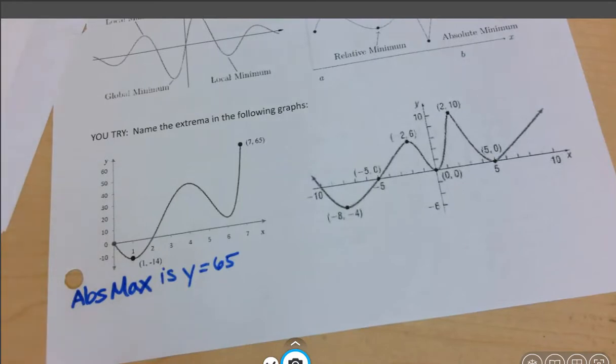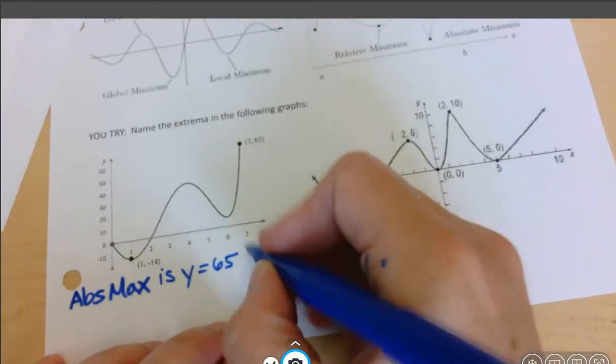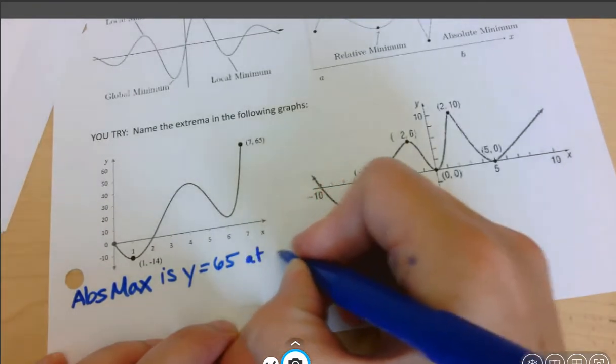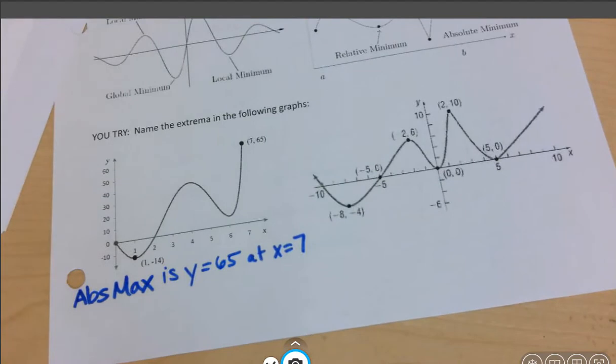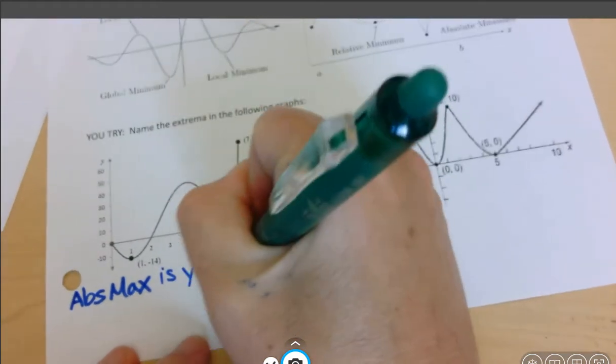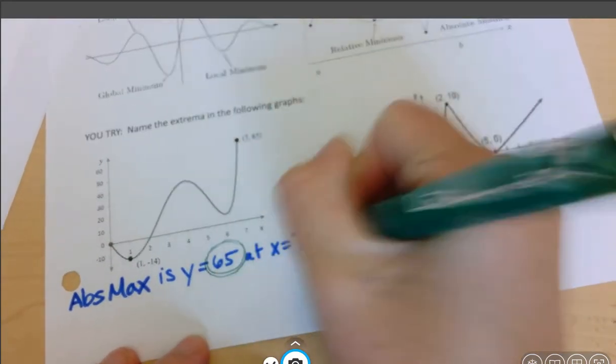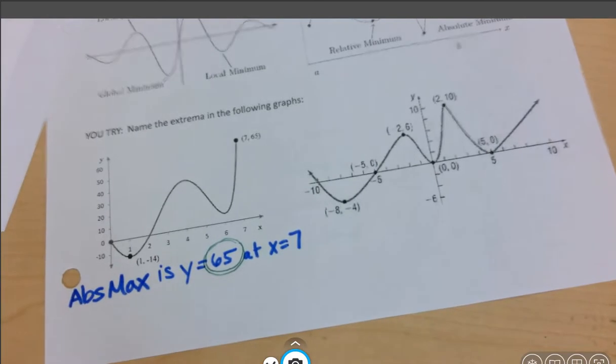Now we also say the location with the x value, but that's really not the answer. It's just the location at x equals 7. I'm still trying to figure out exactly how Delta Math does this, but if Delta Math just wanted one number, it would be the y. This is the important part. This is just the location, okay?